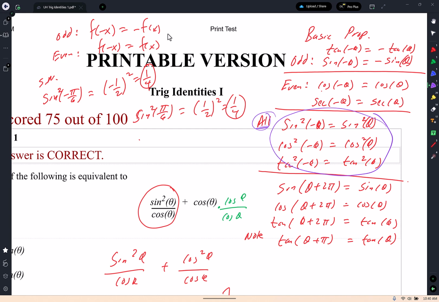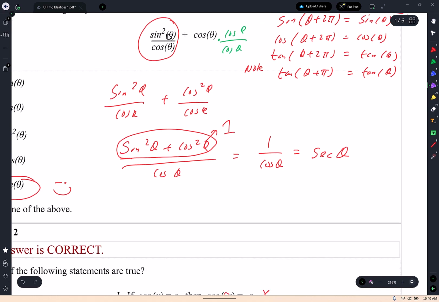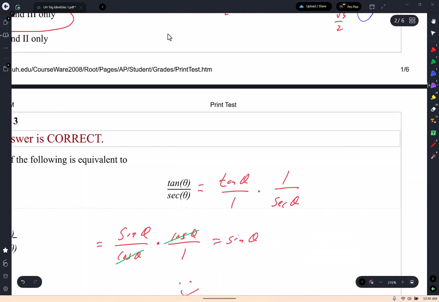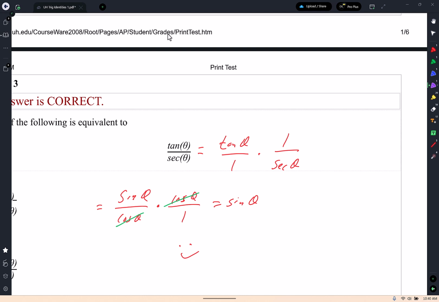Because negative, well, yes, but I don't want you to be a robot. Do you know why? Okay. I'm going to pick an easy one. Side note, don't write this down, just listen. Tan squared of negative pi over 4.